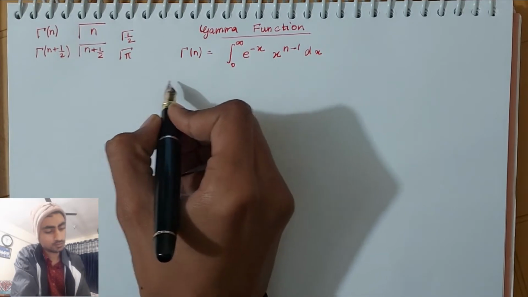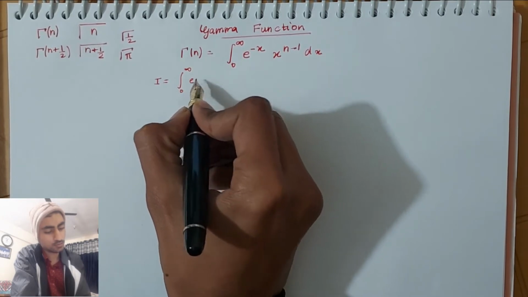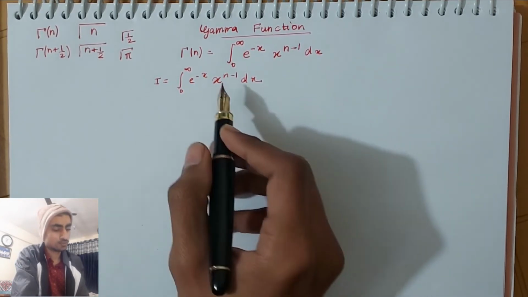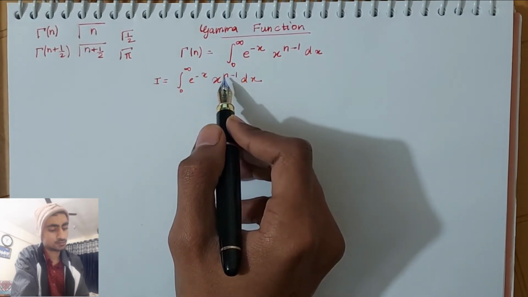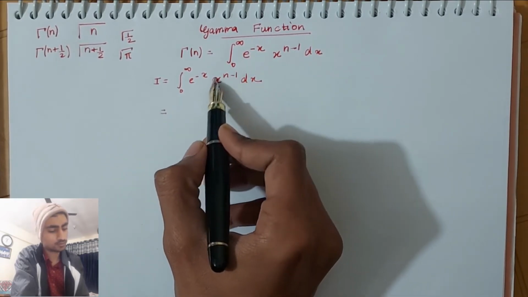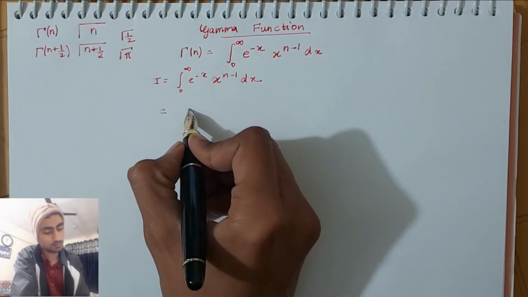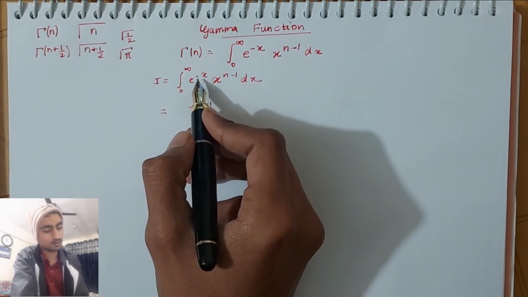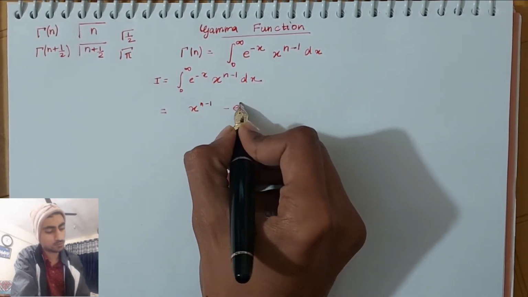So let me consider this as I. I is the integral from 0 to infinity of e to the power minus x, x to the power n minus 1 dx. So this is a product of two functions inside an integration over the variable x. So we can use integration by parts. I am considering x to the power n minus 1 as the first function and e to the power minus x as the second function. The first function will be written as it is, and we will integrate e to the power minus x, which will give us minus e to the power minus x.